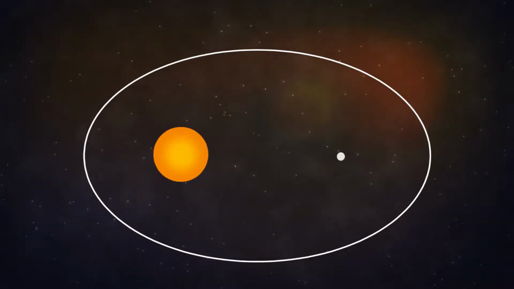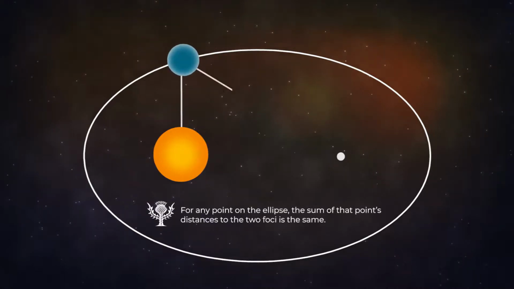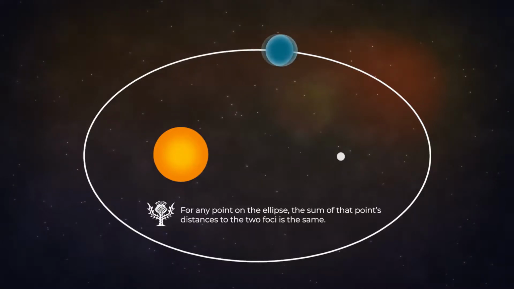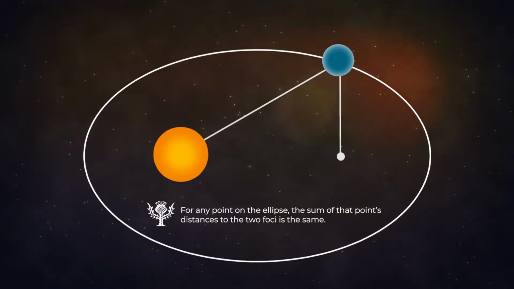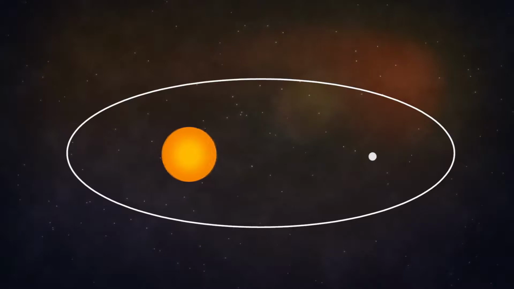Its foci are two points in the ellipse that describe its shape. For any point on the ellipse, the sum of that point's distances to the foci is the same. If the foci are far apart, the more squashed the ellipse is. If the foci are too close, it's just a circle.